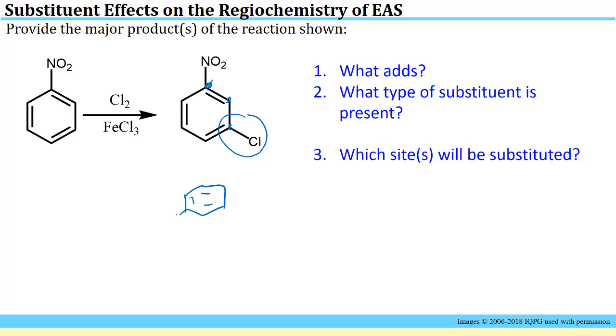I should also point out that if you were to draw two products down and think that these were two different products, that would not be correct. Each of these is meta-chloronitrobenzene. You've just drawn one of these flipped over with respect to the other. These are actually two representations of the same compound.